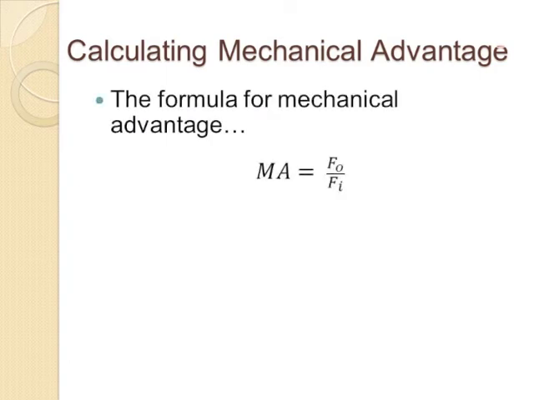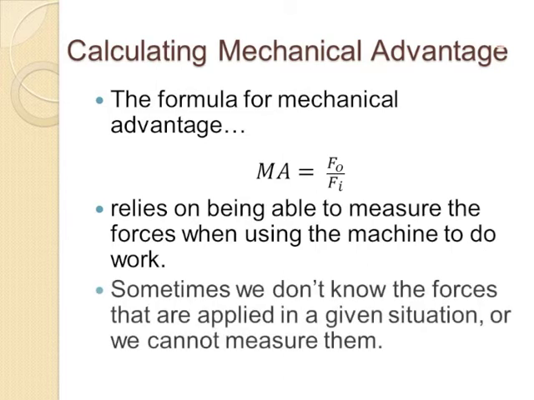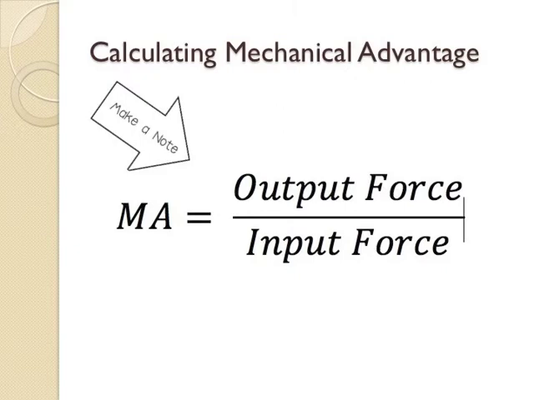This formula for mechanical advantage, MA equals FO over FI, relies on being able to measure the forces when using the machine to do work. Sometimes, however, we don't know the forces that are applied in a given situation, or we cannot measure them. This is important, so make sure you take it down. Mechanical advantage, MA, is the ratio of the output force divided by the input force.